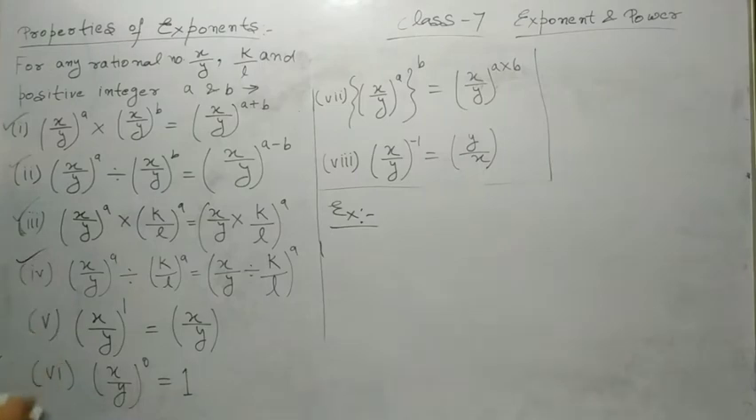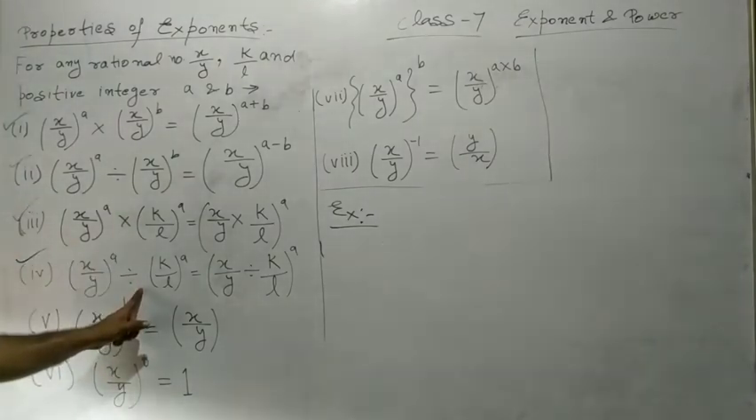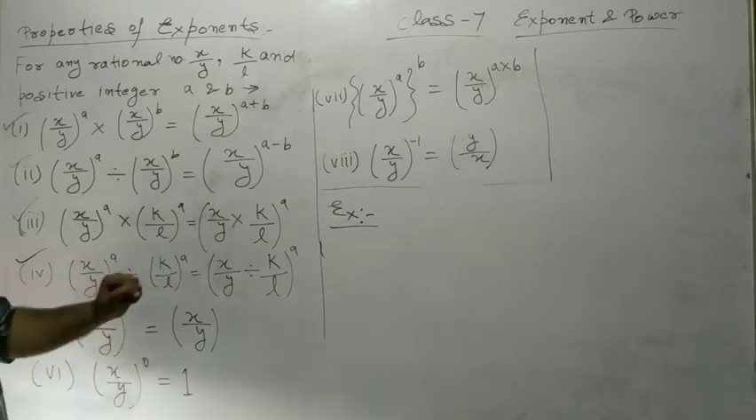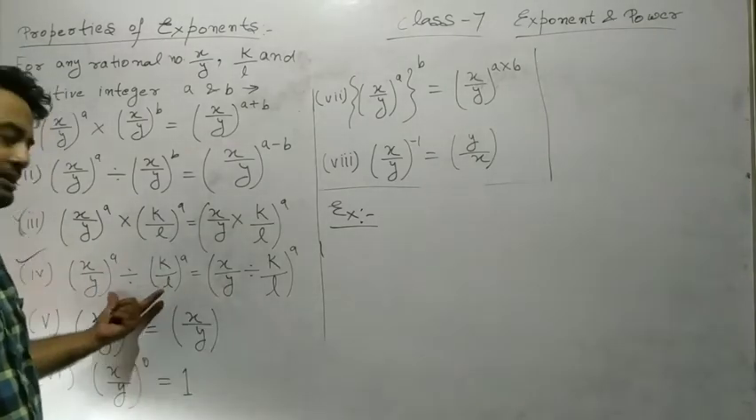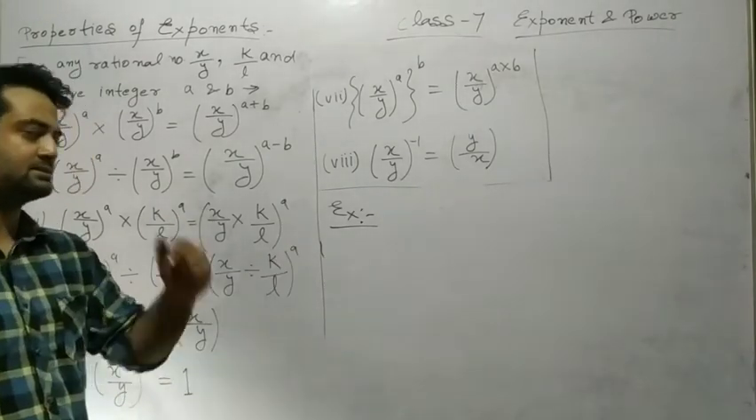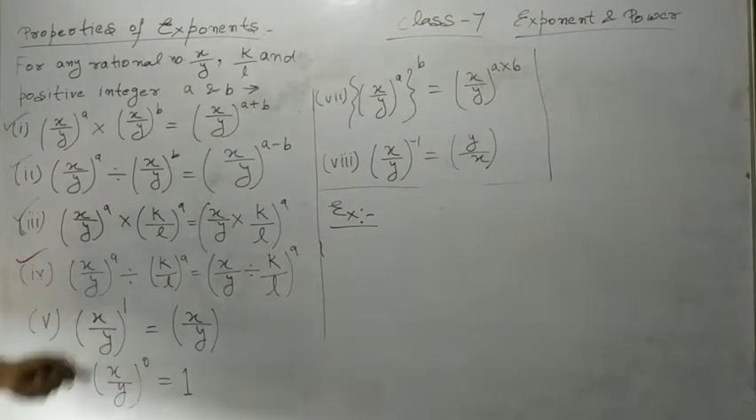The fourth property is also the same, just in place of multiplication, it has been replaced with division. That if two numbers have the same exponent and they are divided, then their result is their division raised to the same exponent. Now I am leaving this up to you to prove.